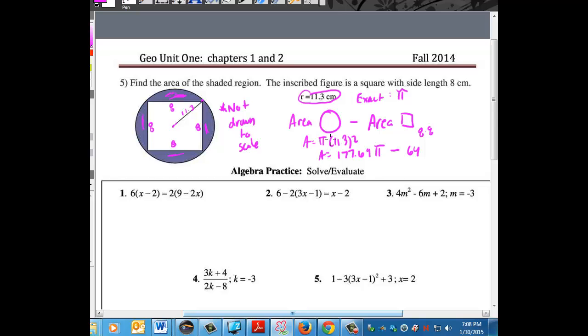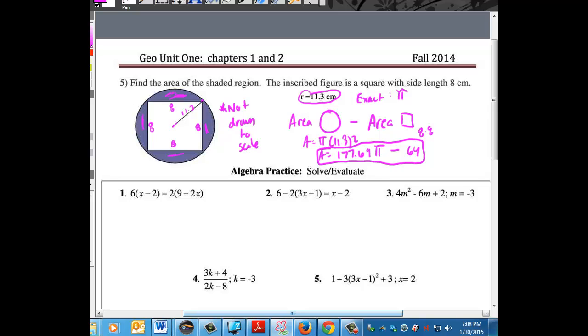So the area of that shaded region, as far as an exact answer, would be 177.69 pi minus 64. We can't subtract 177.69 and 64 because we have a pi, and we don't have that here. Therefore, these aren't like terms.